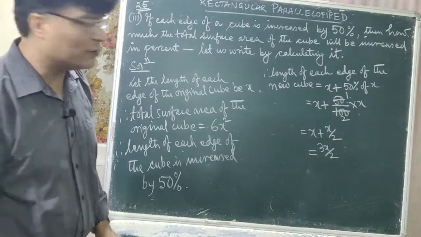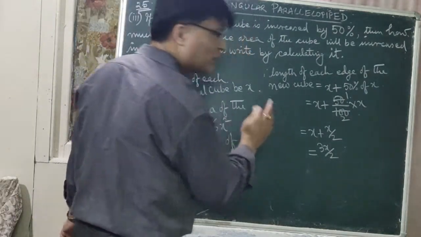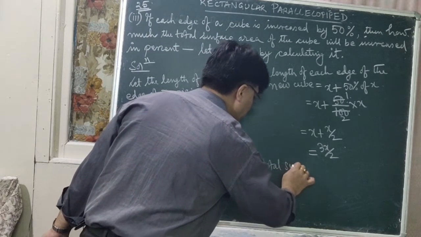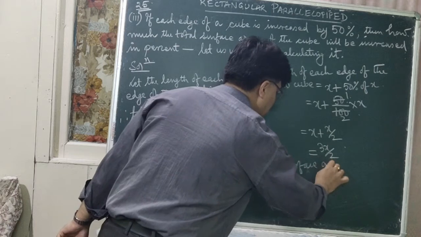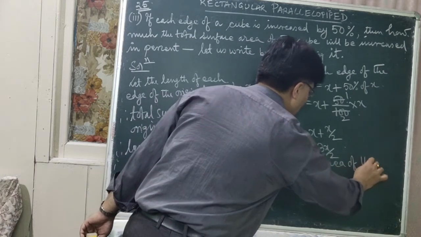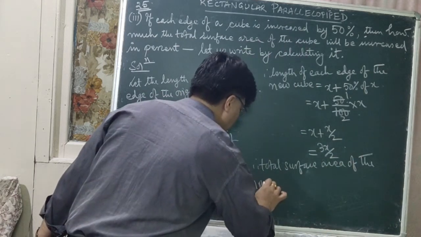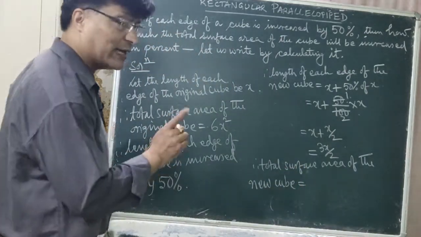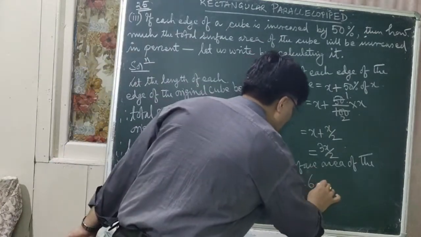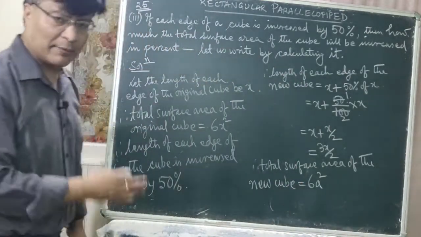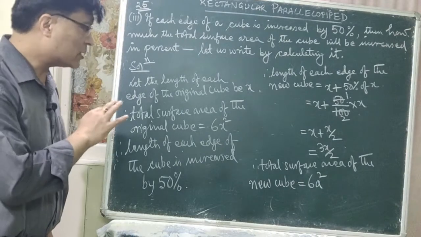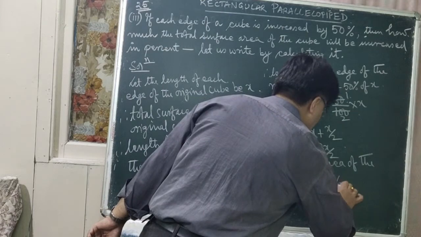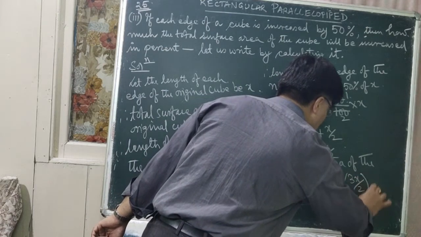Is that clear to all of you? So let us find out the total surface area of the new cube. Therefore, total surface area of the new cube is equal to, what is the formula actually? It was 6a square was the formula, isn't it? Total surface area of the new cube is equal to 6a square. So which is equal to 6 into 3x by 2 whole square.